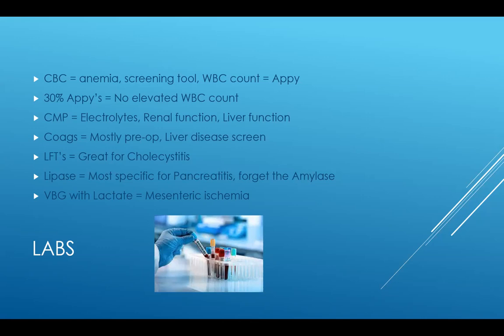CMP, so that's all your chemistries plus LFTs. So you've got electrolytes, renal function, which is your creatinine and BUN, and then liver function. So we really want to watch these, right? What's their electrolyte status? That could be a risk for bowel obstruction. Hyperkalemia or hypokalemia can cause muscular problems, which can cause an obstruction. We want to look at renal function. Is there any pre-renal, post-renal, or intrarenal damage? Is there elevated BUN? Is the creatinine off? Do we have an AKI accompanying this abdominal pain?